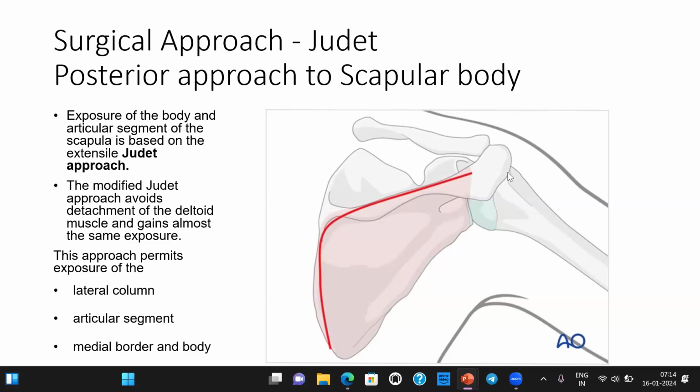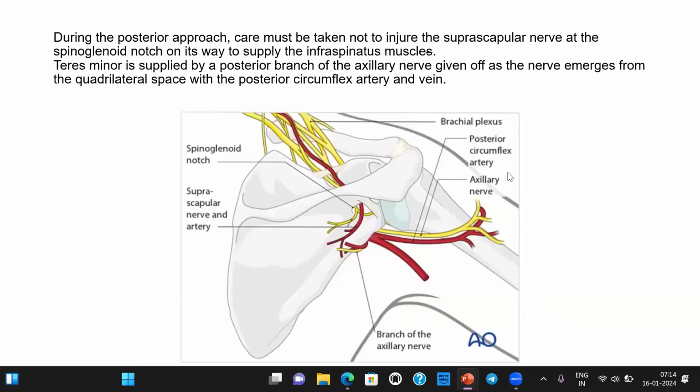Judet is the posterior approach to the scapular body. Exposure of the body and articular segment of the scapula is based on the extensile Judet approach. This approach permits exposure of the medial border and the body along with the lateral column and the articular segment. Everything can be addressed using this one approach. There is a modified Judet approach which avoids detachment of the deltoid muscle, which gives almost the same exposure.